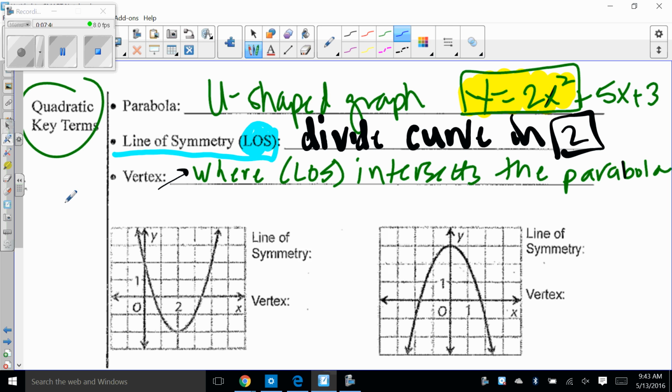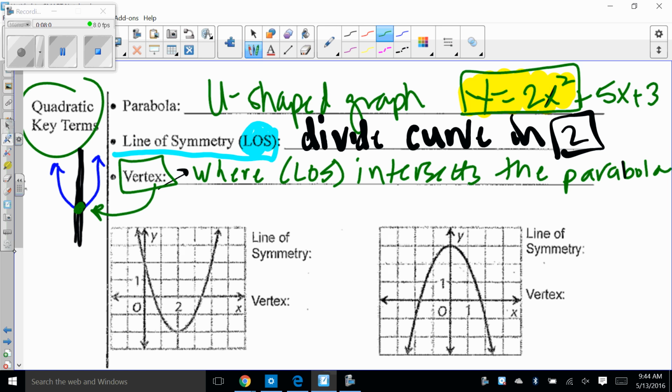And maybe I'll put a little simple example here. So we have this U-shaped graph known as a parabola. When we're talking about the line of symmetry, it's literally the place where we cut that into 2 parts. The vertex is the place where the line of symmetry intersects the U-shaped graph. This is our vertex right there, where the line of symmetry hits the base of the parabola.